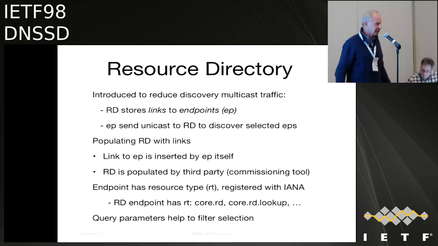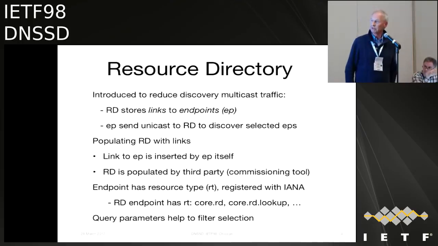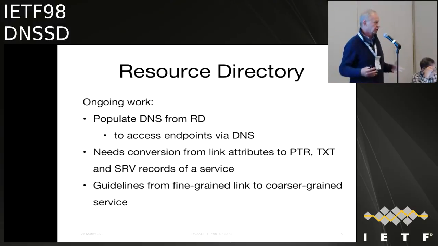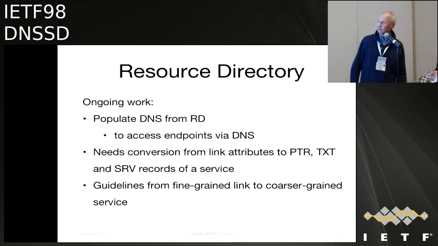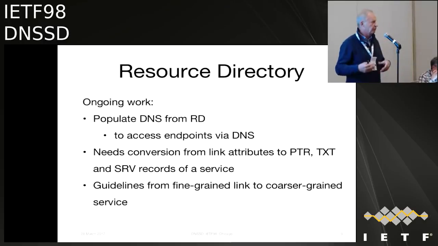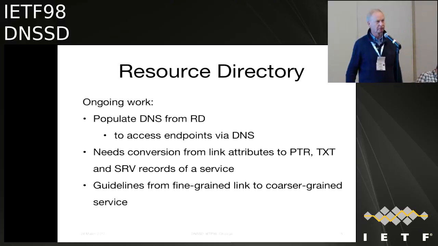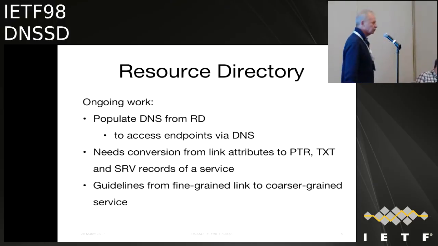So this is the last slide. Ongoing work is how to populate DNS from the RD, because that is a requirement. You have this standalone network, this network of IoT devices. It's connected to the internet, and there may well be applications on the internet that want to access the services. Then you need to convert all those link attributes to PTR, SRV, and TXT records. I think there is quite some work to do on how to define it and make that a standard procedure. There has been quite a lot of work done with Peri. And you need guidelines to do that. And that is difficult.